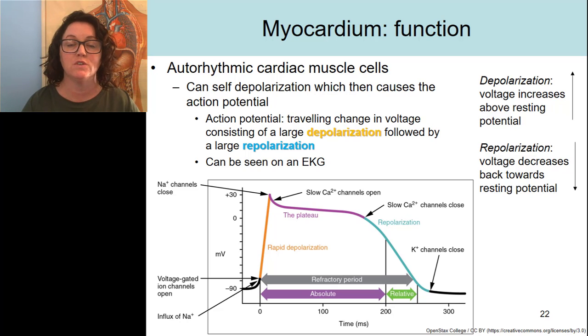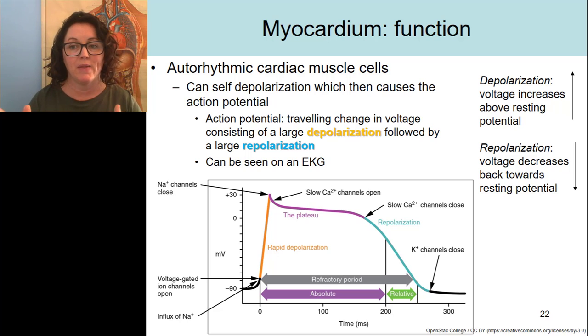So action potentials are traveling changes in voltage, and they are started by a depolarization, okay? And that's followed by a repolarization. So the repolarization is basically the voltage kind of going back towards normal. Right? So the action potential that occurs here in the cardiac muscle cell is slightly different than what we saw with neurons and skeletal muscle cells. But we still have a depolarization and a repolarization.